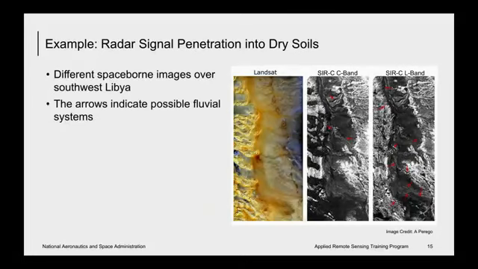Okay, so this is an example showing a comparison of optical and spaceborne images acquired in April 1994 for a region in southwest Libya where the soils are very dry. The image on the far left is a Landsat image, which is optical, and the images in the middle and right are from one of the early spaceborne SARs called SIR-C/X-SAR, which I showed you earlier, and they were flown on board the Space Shuttle Endeavour.